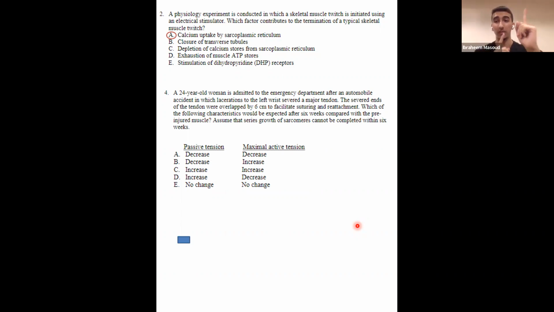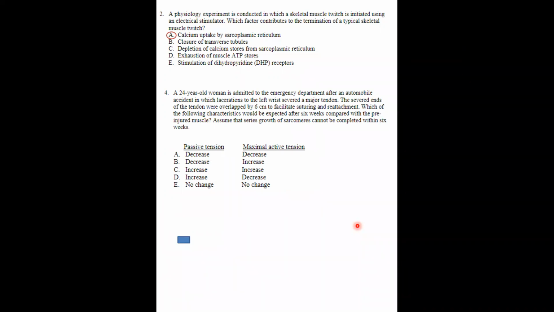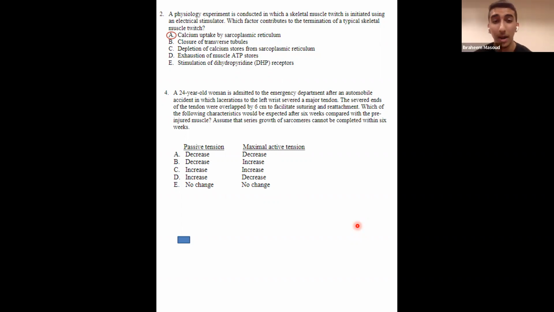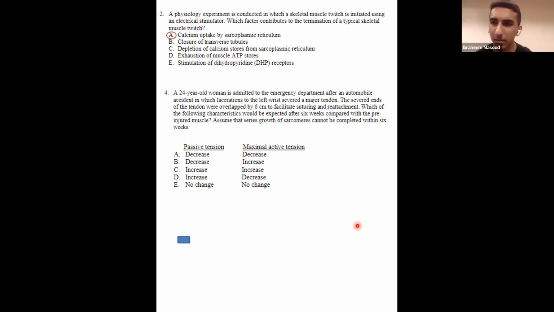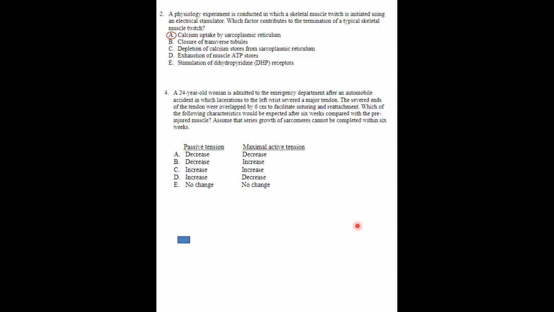One of you tell me about the passive tension. Hassan, you said something, continue. Passive tension increases because the longer the length, the longer the stretch. Nice. Now someone else tell me why the maximal active tension will increase, decrease, or not change. Decrease. Why is that? Is it because of the overlapping?